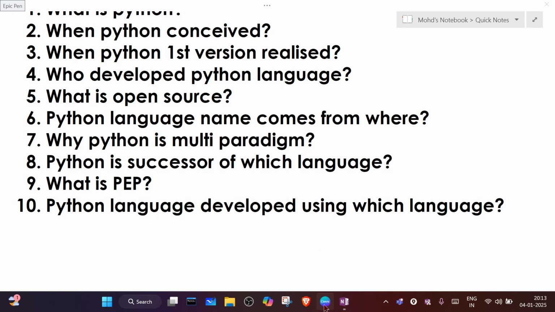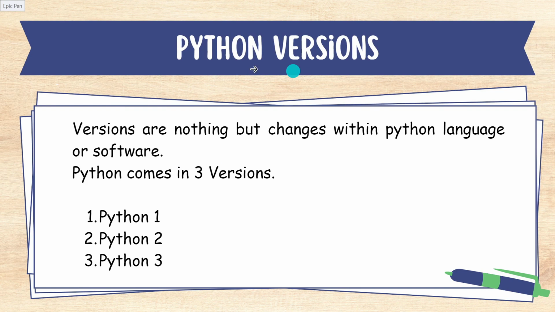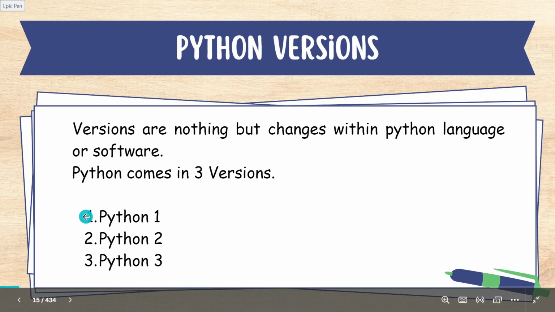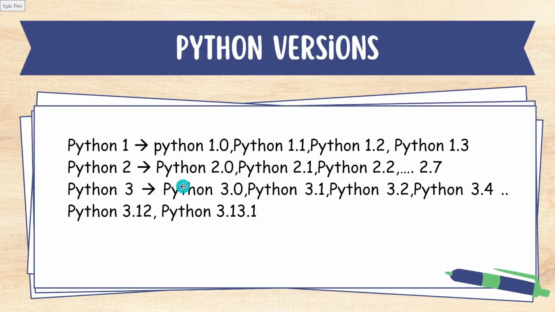Okay, let's come back to our discussion. We discussed Python versions. Python has three major versions: Python 1, Python 2 and Python 3. Python 1 and Python 2 are outdated. Python 3 is the new release. Most of the companies, or many of the companies, are working on the Python 3 version. Python 3 is a major release. If you are seeing here Python 1.0, 1.1 or 1.2, these are minor versions. There is a similarity between minor versions.